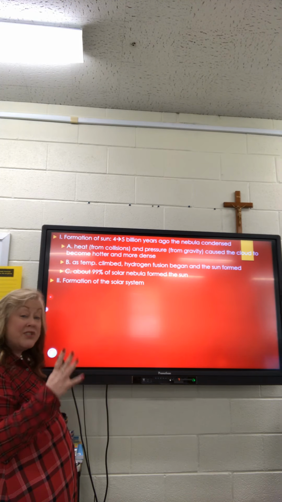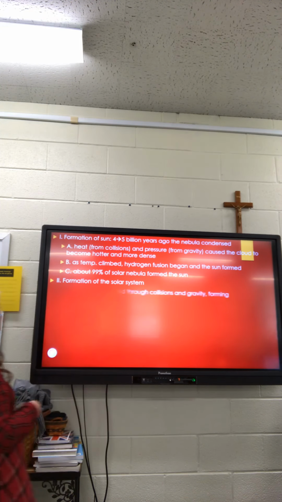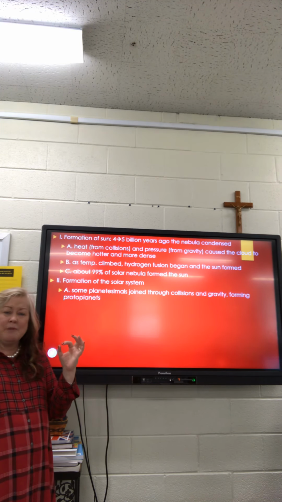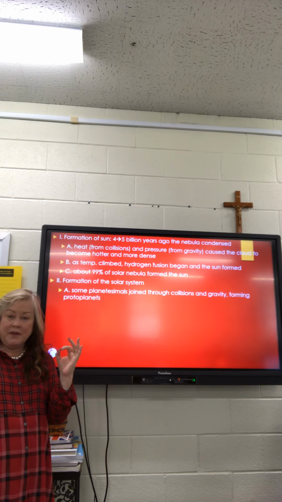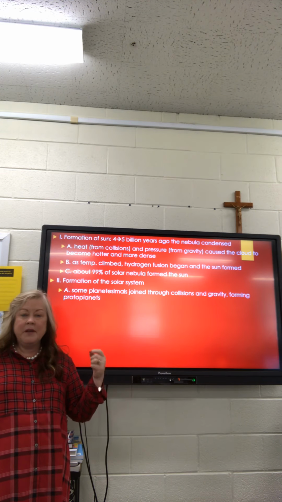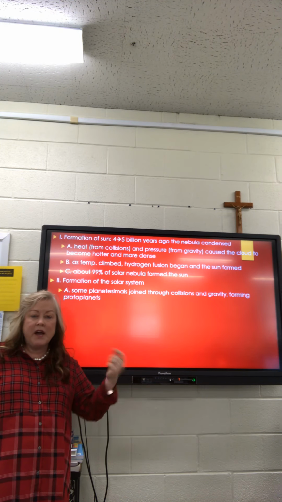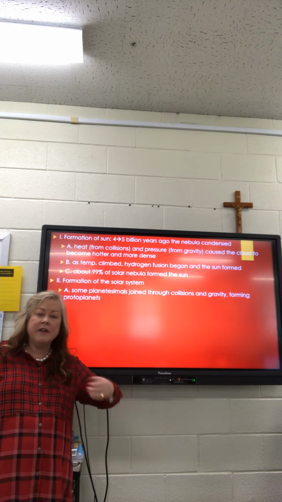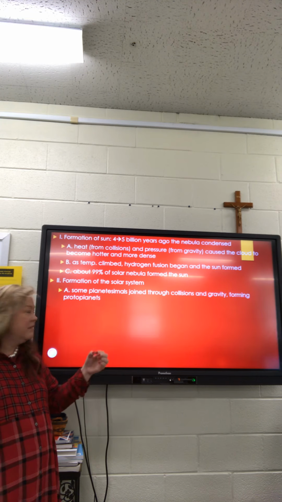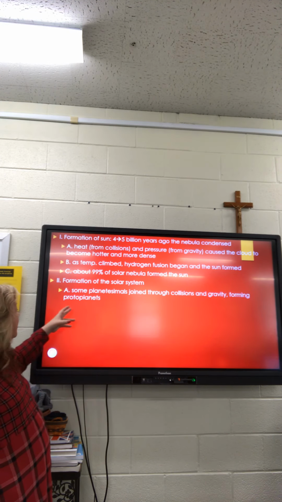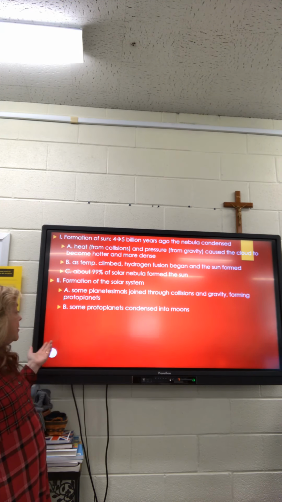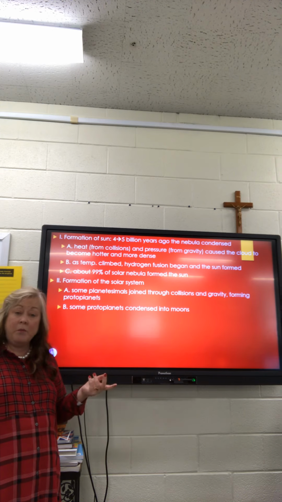Well, at the same time the sun was forming, so were the planets. Some planetesimals, what's a planetesimal? A planetesimal is like a small chunk of stuff. What kind of stuff? Well, it's got hydrogen and helium and lithium and beryllium and carbon and nitrogen and oxygen and sulfur and iron and all the elements. A small chunk of stuff joined through collisions and gravity, forming protoplanets. Some of the protoplanets condensed into moons, some form planets.